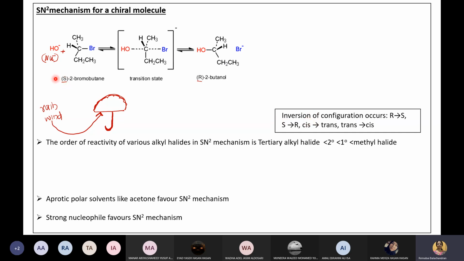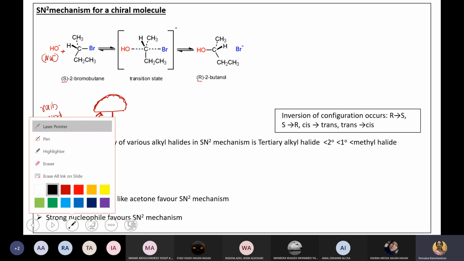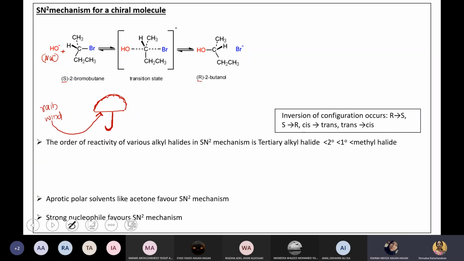So if this is an S molecule, it will become R. So don't worry, in the exam, if I write S, you make it R. That's it. You don't need to know how it is S, how it is R. Similarly, if it is S configuration, you will get R. Similarly, if it is a cis isomer, it will become trans, and trans will become cis. So that means an SN2 reaction in a chiral molecule will result in inversion.